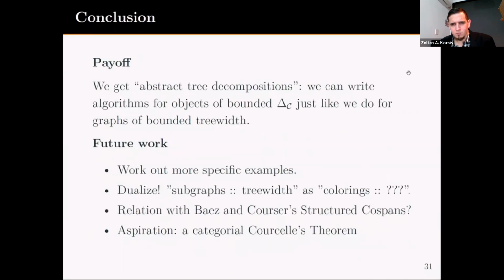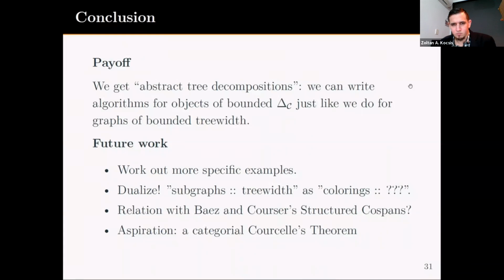And the payoff is that once we have that, we even get a sort of abstract analog of tree decompositions. Now, tree decompositions are a sort of tree you can recurse on. And this is how you write algorithms for objects of bounded treewidth in the category of graphs. So this is a pretty standard tool.